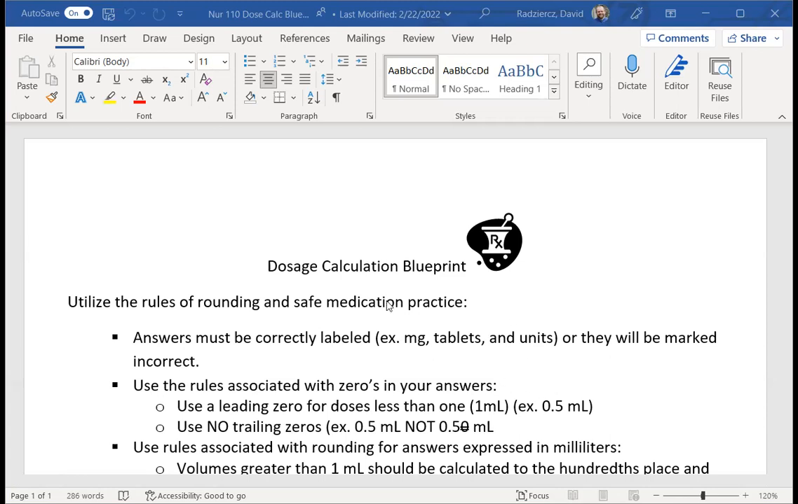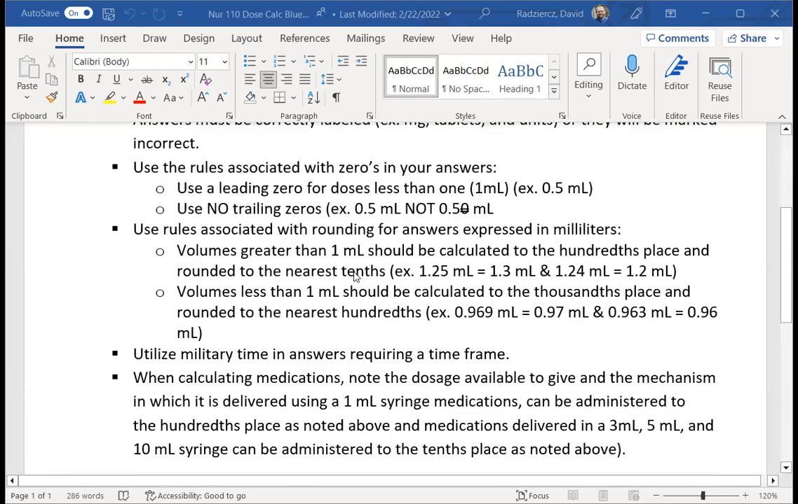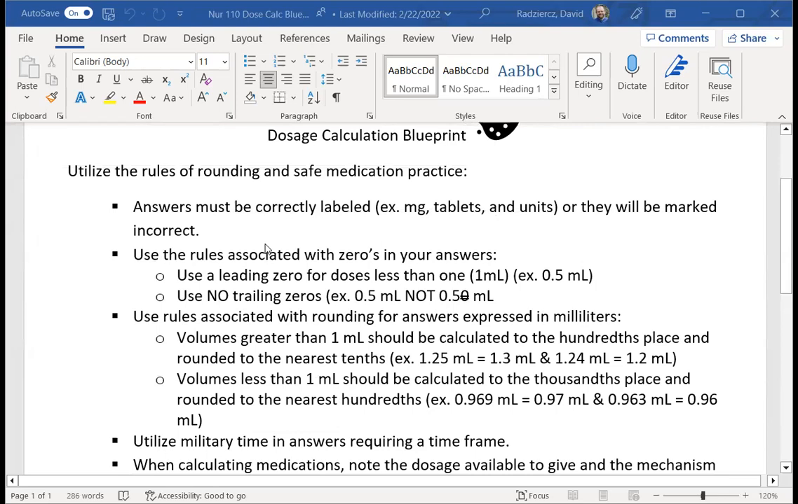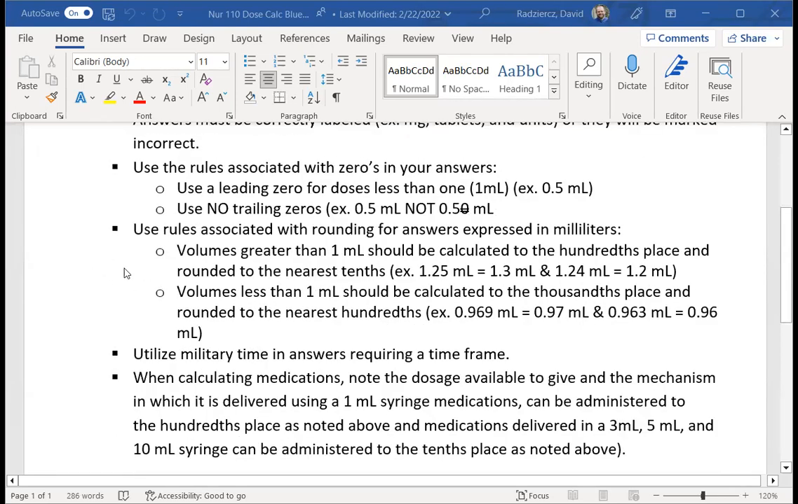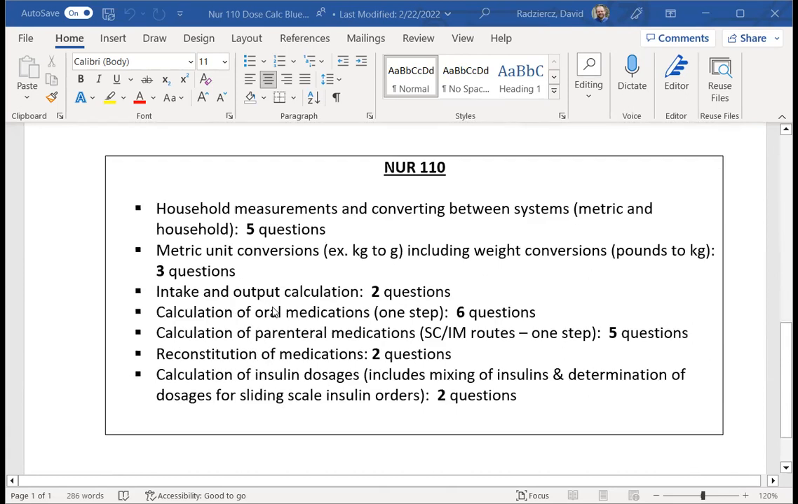So what I'm going to start off with is your blueprint for your drug calc test, which I believe is week 6, week 7. You should have already seen this. It goes through the different rules associated with the different things to know in general. But I will point you down to here. This is the arrangement of the questions that you'll see on your test.